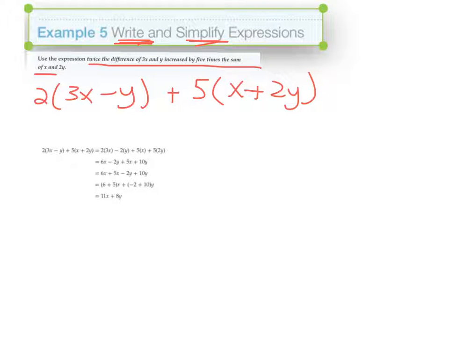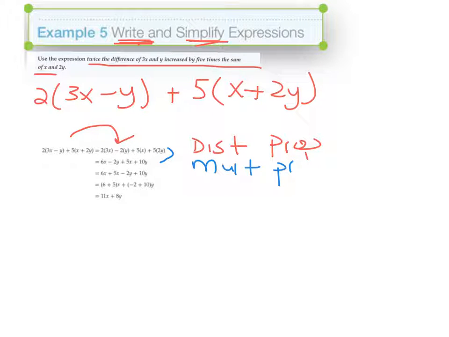Now what we want to be able to do is simplify this. So down here in this part, we're going to simplify and tell the properties. So if I go from the original to this one, what did I do? I used the distributive property. If I go from this one to this one, what happened? I used the multiplication property. Basically 2 times 3, negative 2 times 1.